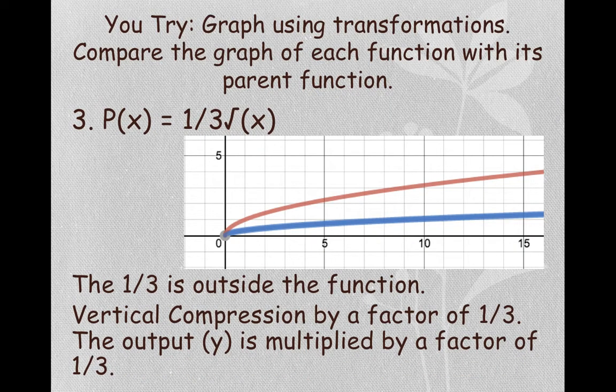p of x equals 1/3 times the square root of x. The 1/3 is on the outside of the function. So since it's outside, it's vertical. Since 1/3 is between 0 and 1, it's a compression. And it's a compression by a factor of the number, because it's outside, 1/3. The y value is multiplied by 1/3.